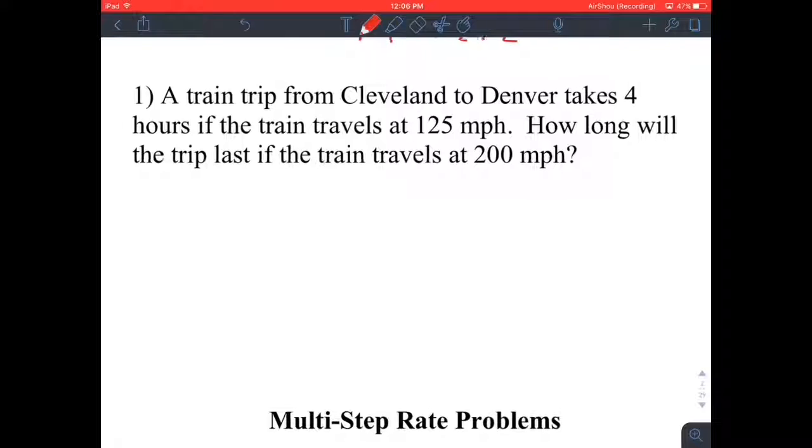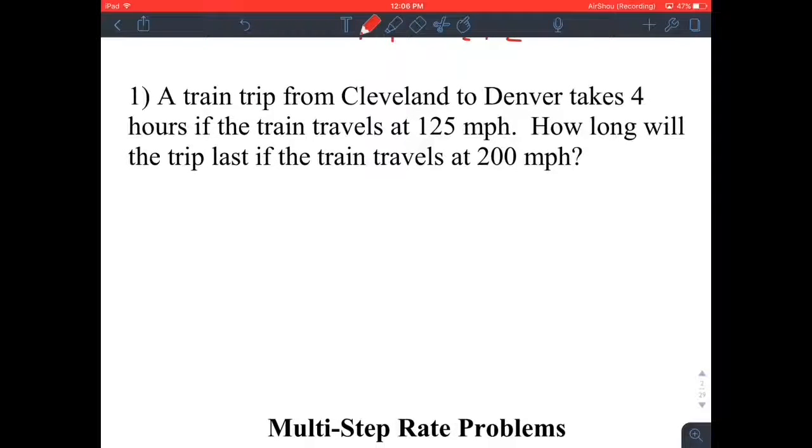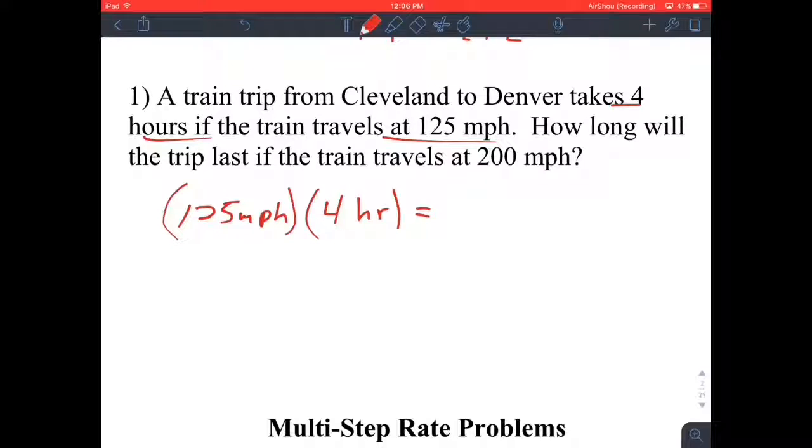Let's look at example 1. A train trip from Cleveland to Denver takes 4 hours if the train travels 125 miles per hour. So the relationship here is that 4 hours at 125 miles per hour. So we are supposed to multiply things in a like relationship. So 125 miles per hour times 4 hours equals, how long will the trip last if the train travels 20 miles per hour? So we set it equal to 20 miles per hour times some unknown time.